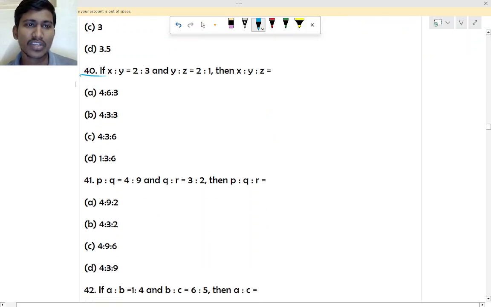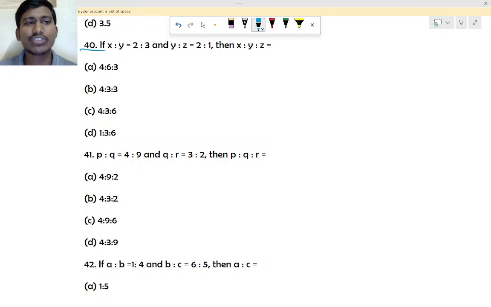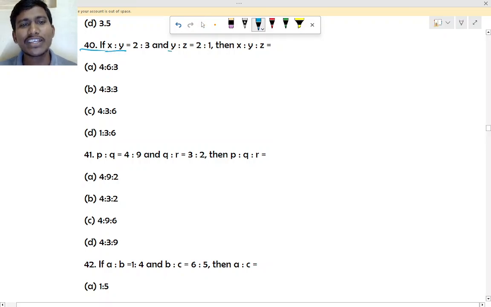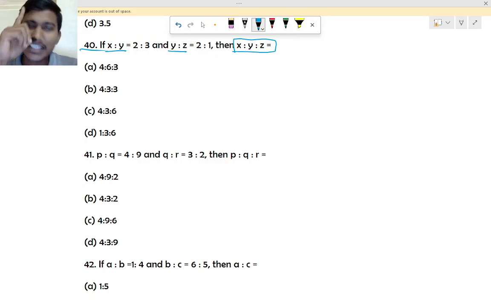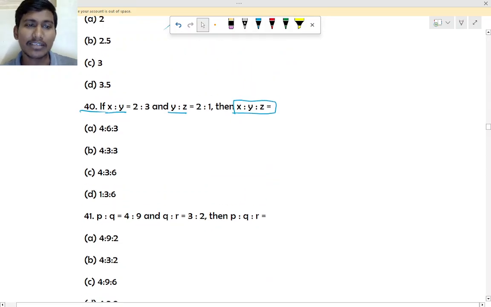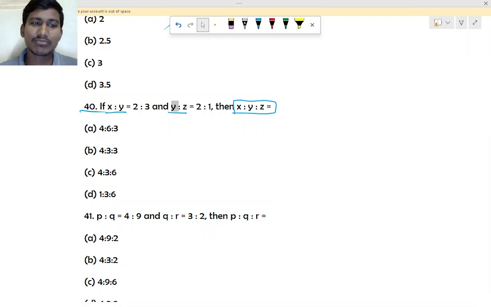Okay, so if you see question 40, they have given x is to y and y is to z. You have to find x, y, z. So how should you write it? In that same manner you have to write it. Which is same, you have to write that in the middle. Here y is same in both, isn't it? So that you have to write in the middle, one below the other.